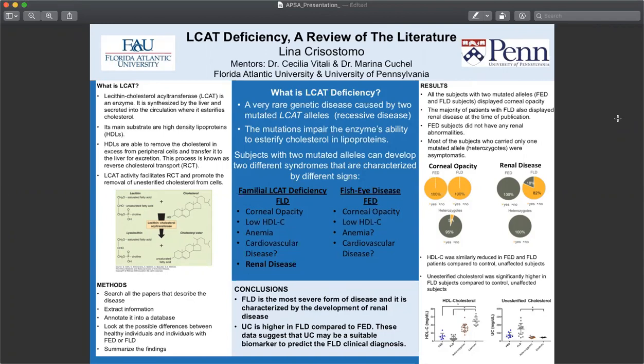What is LCAT deficiency? LCAT deficiency is a very rare genetic disease that needs two mutated LCAT alleles, this being a recessive disease. The mutation impairs the enzyme's ability to esterify cholesterol in lipoproteins. Impairment of this mechanism for reducing cholesterol in the body leads to cholesterol deposits in the corneas, kidneys, tissues, and organs.